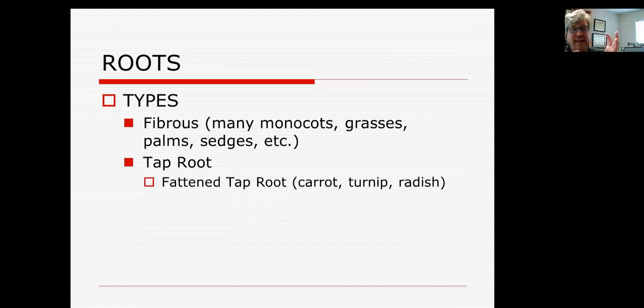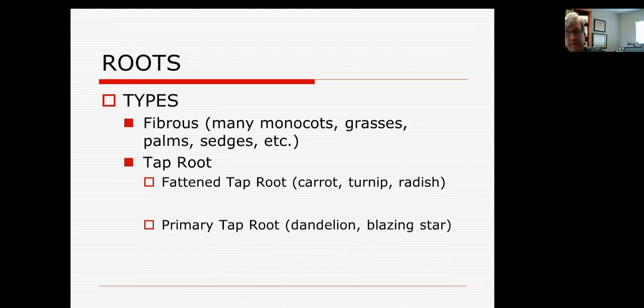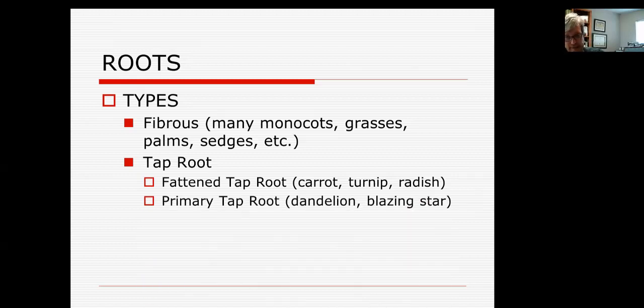We have what we call a fattened taproot. That means the main root, the main taproot, is fatter. And those are our root crops. That's our carrots, turnips, and radishes. It's got a big fat root with a lot of carbohydrates stored in it. Then we have what we call a primary taproot.